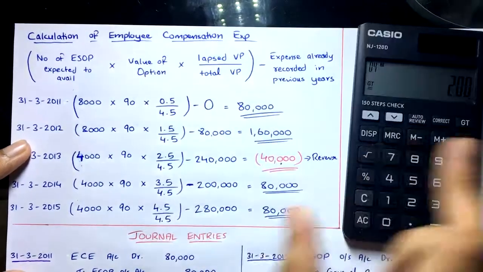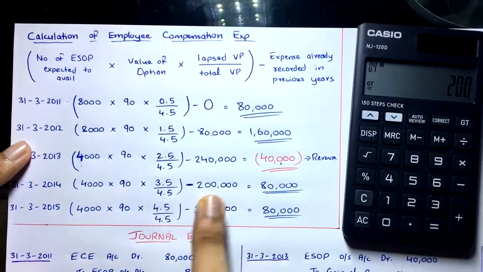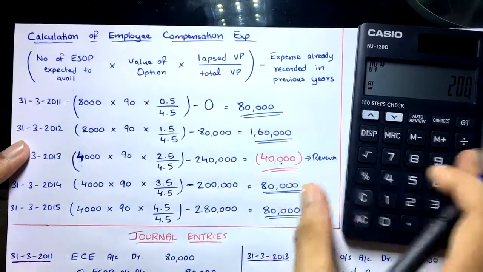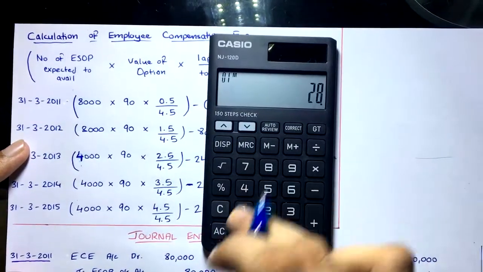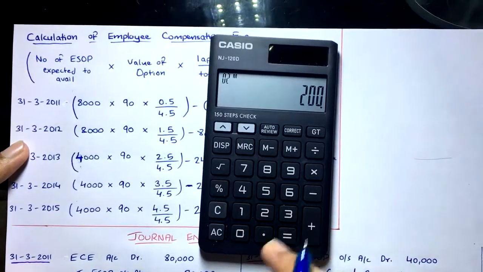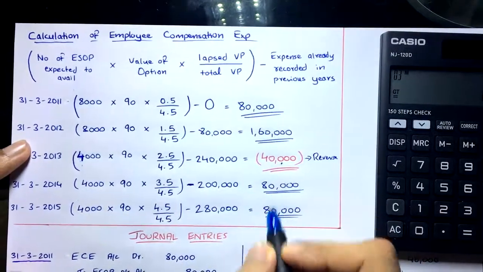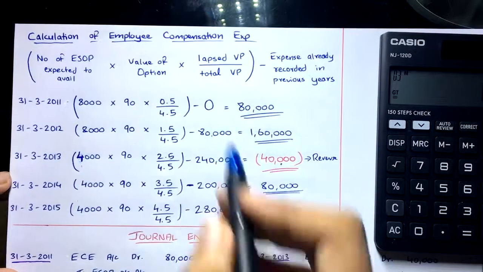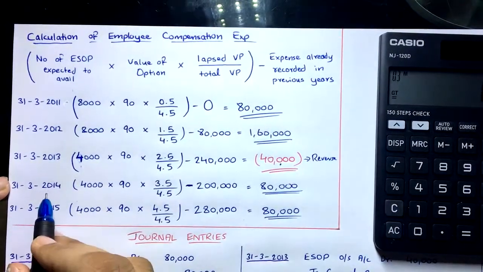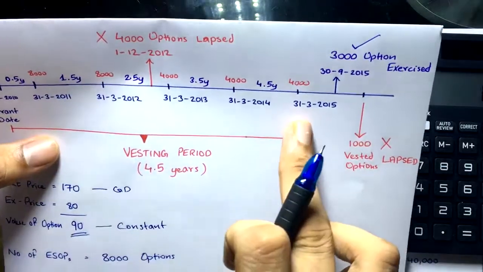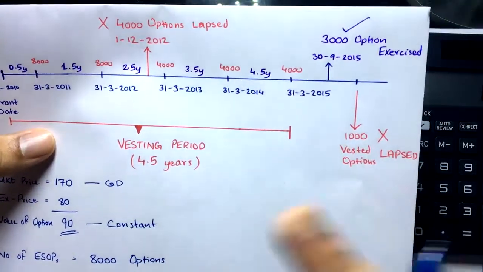Yes, so that 2 lakh I have taken over here. This 2 lakh we have to subtract. From here we got 2,80,000. 2 lakh we have to subtract. So see here, 280 minus 200, 2 lakh, that is equal to 80,000. Is that clear? Yes, so 80,000 will be recognized as employee compensation expense to profit and loss in the year of 2014.